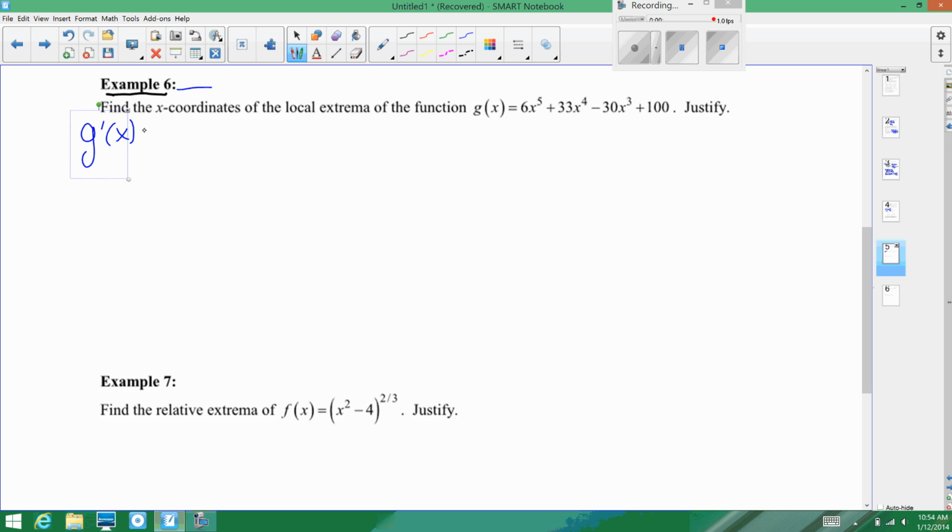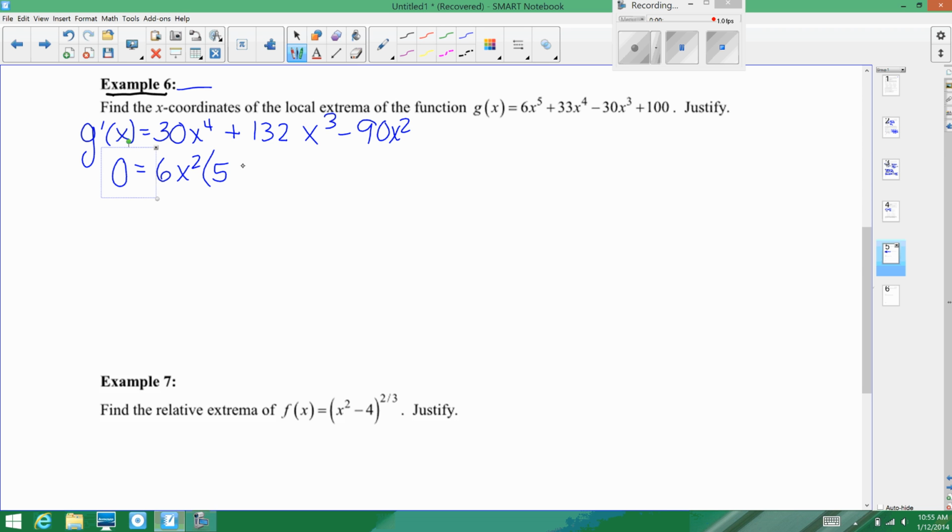G prime of x equals 30x to the 4th plus 4 times 33, I think that's 132, x cubed minus 90x squared. Alright, so there's our first derivative. So let's figure out where that equals 0 because it's not undefined anywhere. And I think we could factor out 6x squared.